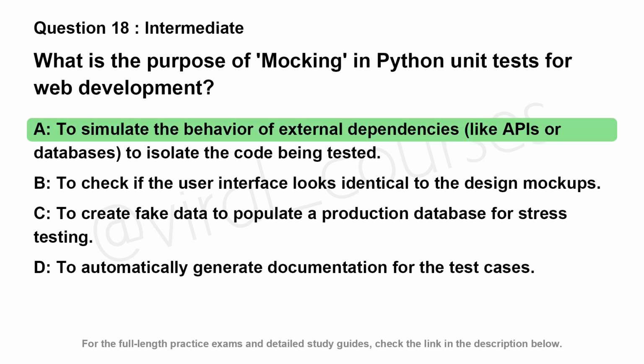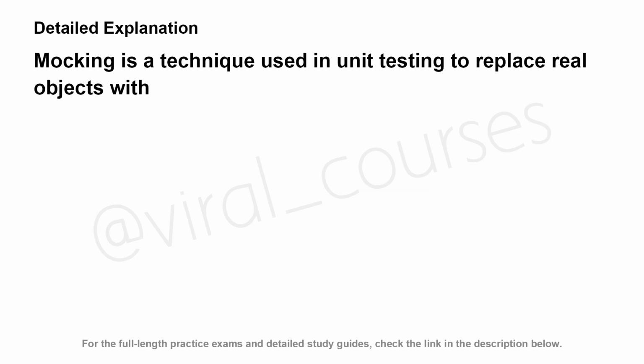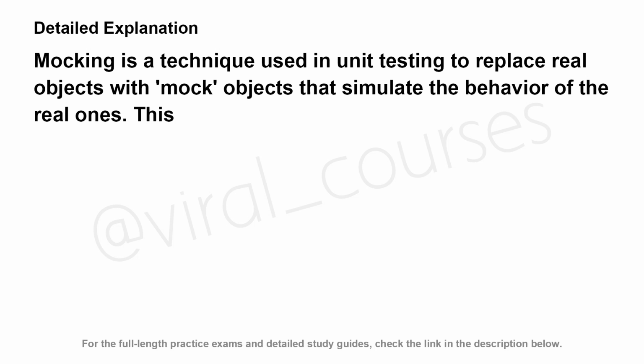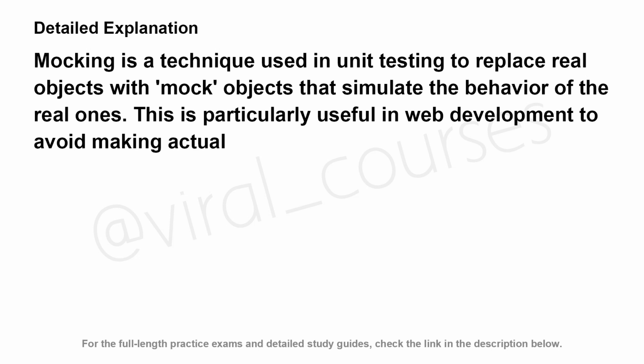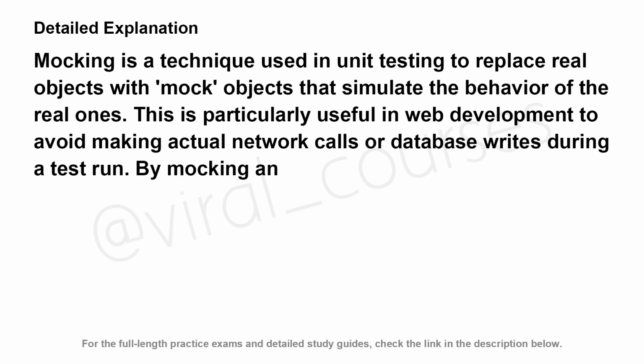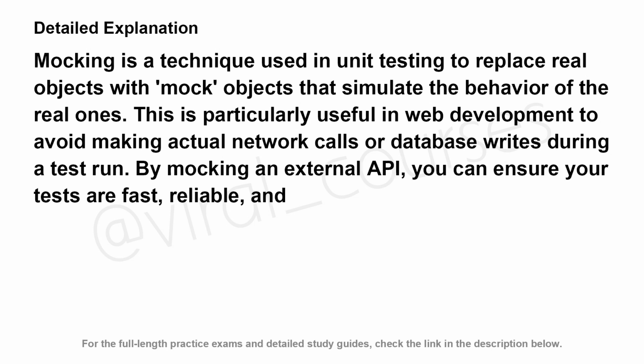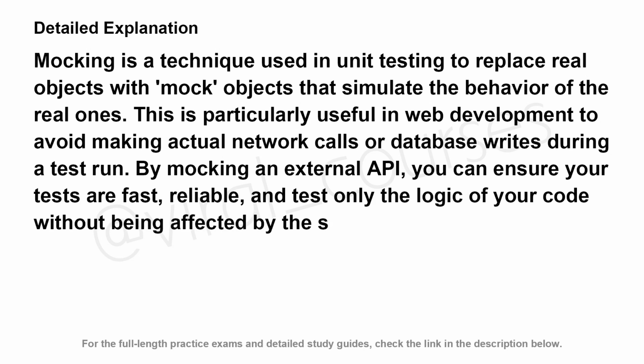The correct answer is A. Mocking is a technique used in unit testing to replace real objects with mock objects that simulate the behavior of the real ones. This is particularly useful in web development to avoid making actual network calls or database writes during a test run. By mocking an external API, you can ensure your tests are fast, reliable, and test only the logic of your code without being affected by the status of external services.